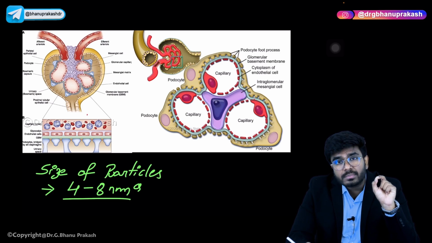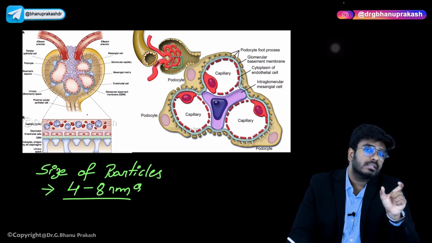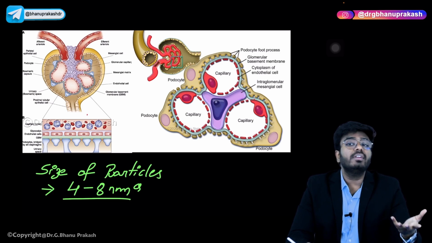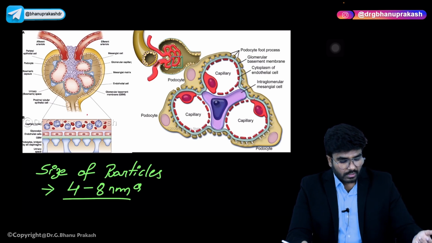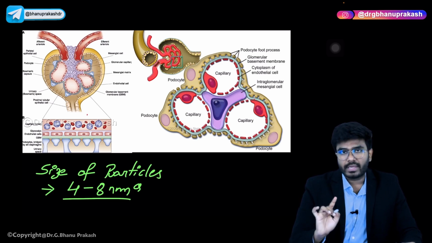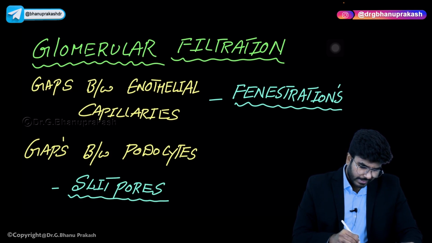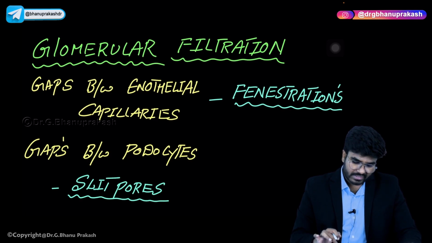It only allows substances which are in a size of 4 to 8 nanometers. Any substance which is above 8 nanometers cannot be filtered. Okay, so the glomerular basement membrane is a size barrier. After seeing this, let's just recap. The gaps between the endothelial capillaries are known as fenestrations and the gaps between podocytes are known as slit pores. We have seen this.